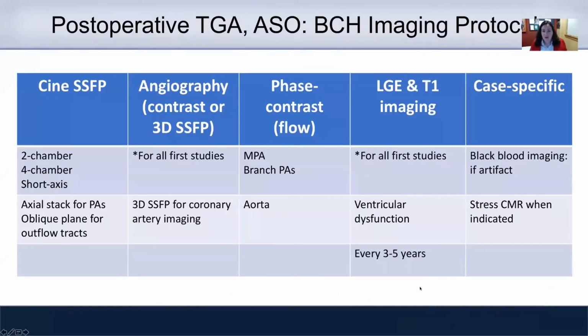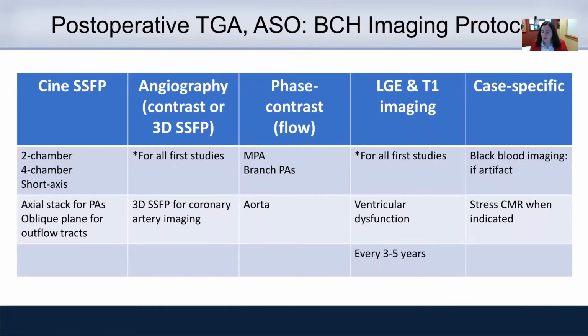Here is a typical protocol that we might use for patients who have undergone the arterial switch procedure. Similarly, types of techniques, but focusing on those complications here, we're going to look more at the outflow tracts. Again, when we do our angiograms, thinking about the coronary artery anatomy, we do rely on flows to look at the physiology, contrast in selected cases again, and then case-specific imaging.